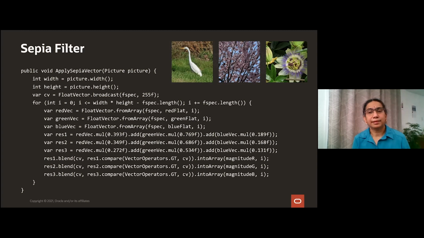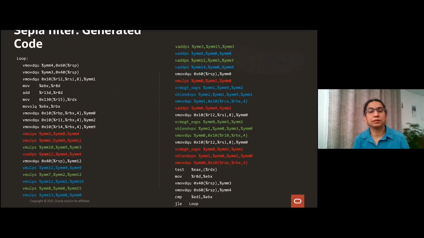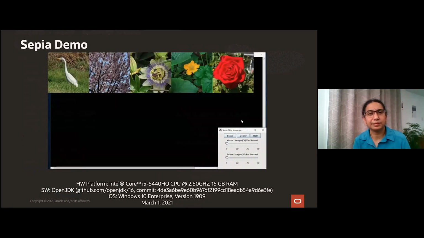On the next slide, we show the generated code. And here, you can see all the red operations are for calculating the red pixel, and the blue for the blue pixel, and the green for the green pixel. For each pixel, we are doing 3 multiplications, 2 additions, and then 1 compare and blend for saturation, and 1 store. So how does this code perform? That we show in our demo on the next slide.